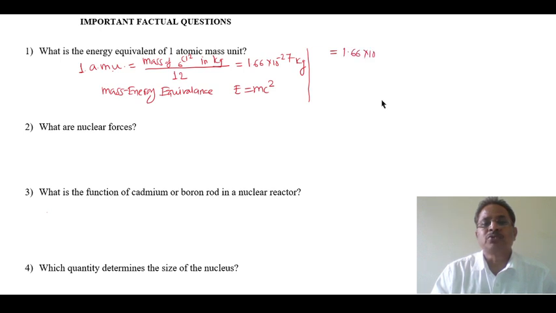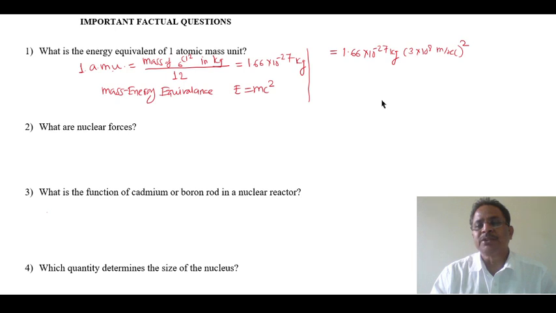So the equivalent amount of energy for 1 AMU is equal to 1.66 into 10 raised to minus 27 kilograms into 3 into 10 raised to 8 meters per second, and square of this. If this entire number is calculated, it will have its units in joules.